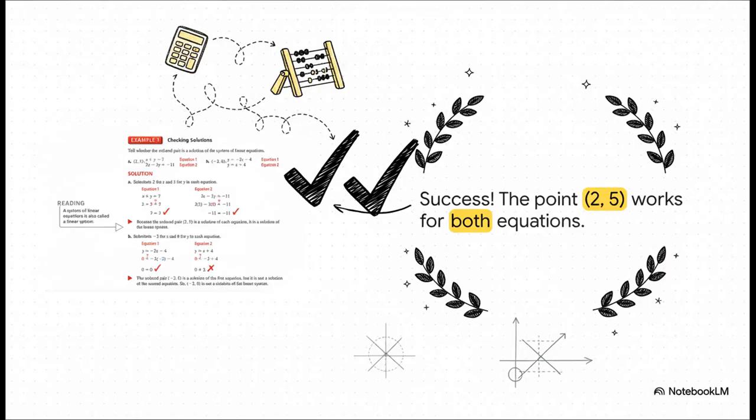Well, it's actually super simple. You just plug the numbers in. We take that 2 and put it everywhere we see an x, and we take the 5 and put it everywhere we see a y. For that first equation, yep, 2 plus 5 equals 7. Check, it works. Now for the second one, a little more math, but yeah, it works out to negative 11. Another check. Because it works for both, we can say with confidence, yes, (2, 5) is our solution.